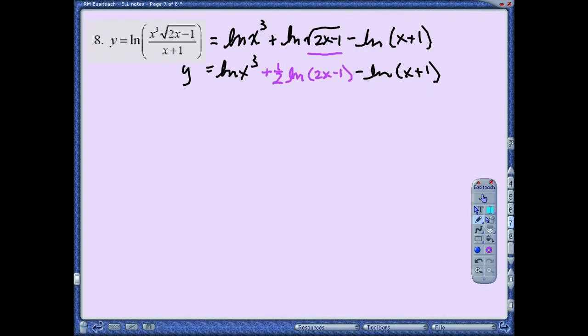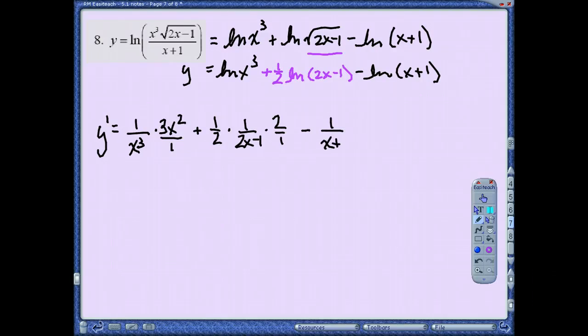This is the original statement. We have yet to take the derivative. When I go to take the derivative, I'm always going to make sure I denote that with a y prime or a dy over dx or an f of x prime. When I take my derivative, I'm going to have 1 over what I'm taking the log of times the derivative of what I'm taking the log of, plus 1/2, you've got that coefficient, times 1 over what you're taking the log of, times the derivative of what you're taking the log of. And those are in the numerator. I get a little lazy. Minus 1 over what you're taking the log of, times the derivative of what you're taking the log of.